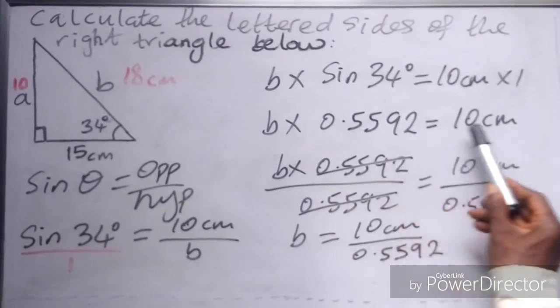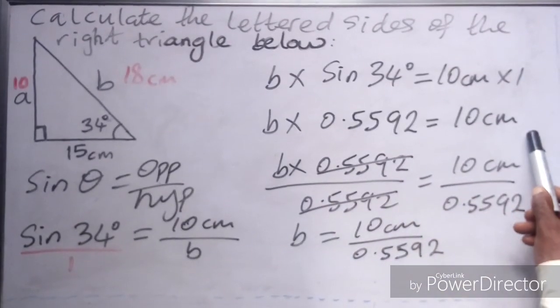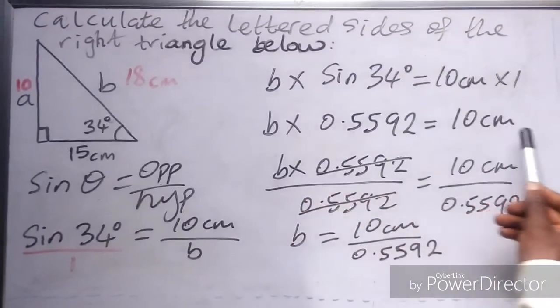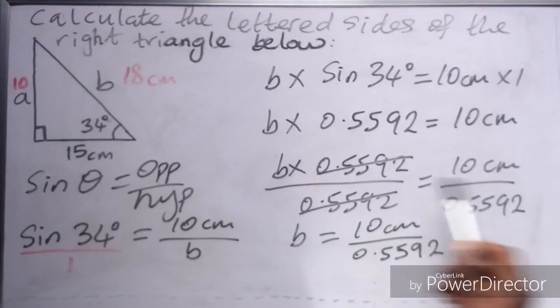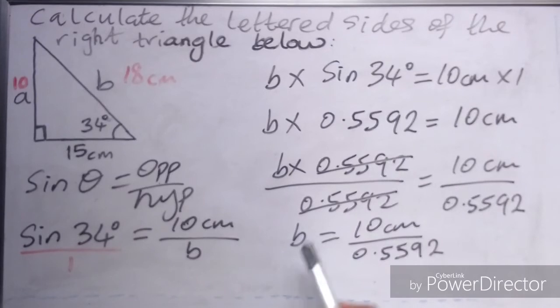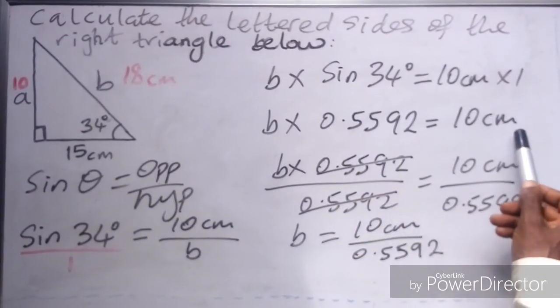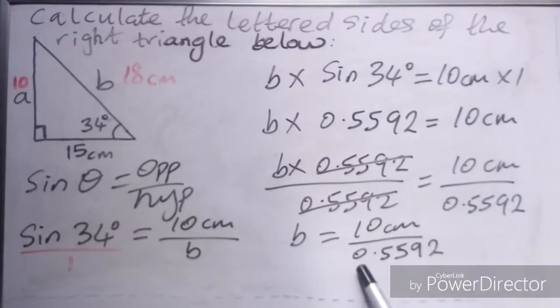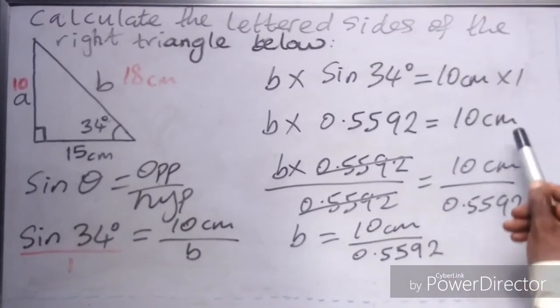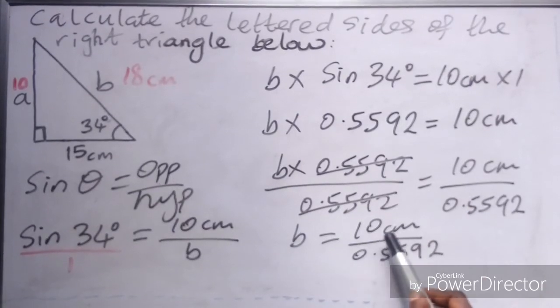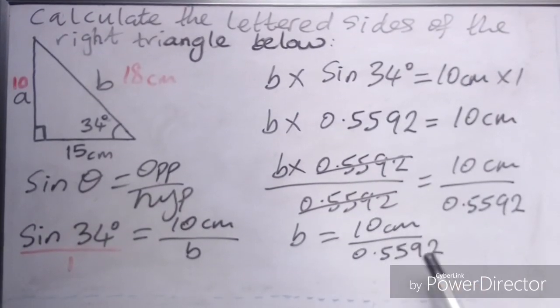Now another way is to say, from this point, since 0.5592 is multiplying B, what to do is to take it to the other side of the equation. Since it's multiplying, when it gets to the other side, it becomes division. So B stands on its own, and 0.5592 goes to the other side of the equation to divide what you already have there, the 10 centimeters. That's what we have as B equal to 10 centimeters divided by 0.5592.